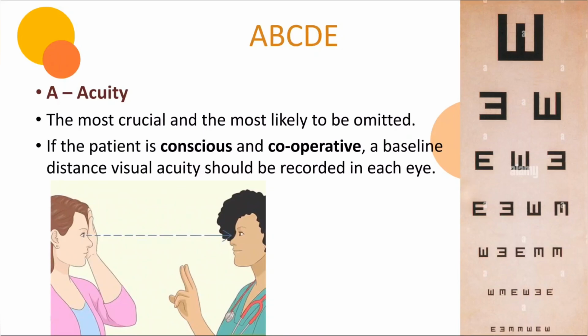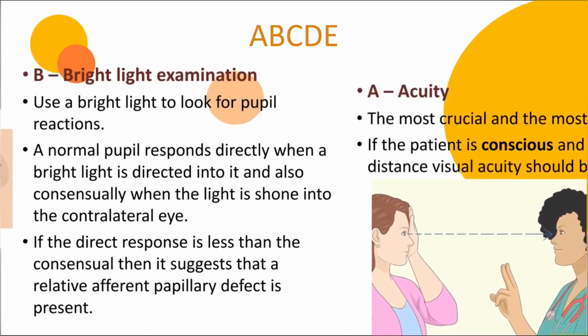The first one, ABCDEF, is A. A, you have to do visual acuity. The visual acuity is the most crucial, and most of the time it is neglected and omitted by treating physicians. If the patient is conscious and cooperative, and you have the chart, it's better to do this. If not, just simply cover one eye and ask them how many fingers are there, can you see it clearly. So this is just a simple baseline distant visual acuity which can be recorded.